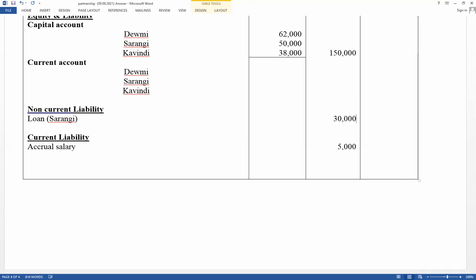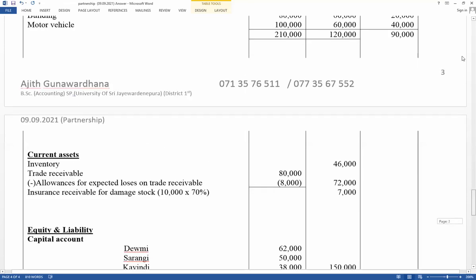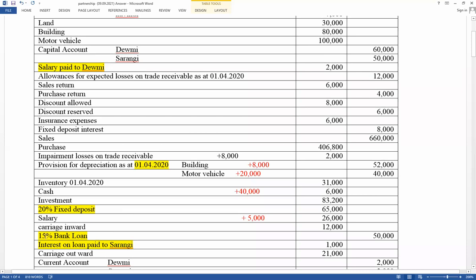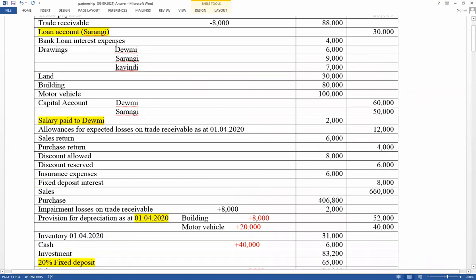Think about loan interest, then think about the bank loan also at the same time. Think about this part. It has given a bank loan. Bank loan value equal 50,000, percentage 15%. As well as it has given bank loan interest also available in the trial balance. Bank loan interest expense also given here. Therefore, think about bank loan as well as loan interest.